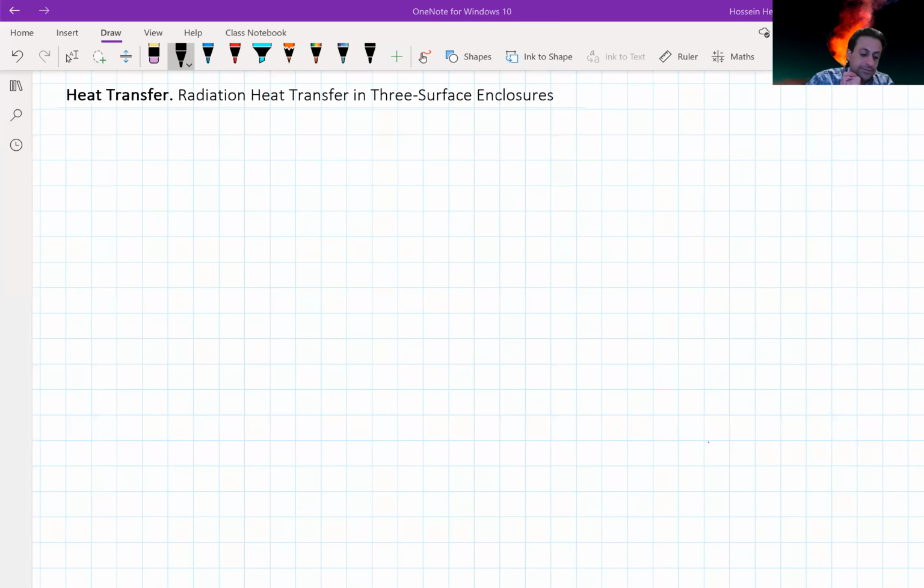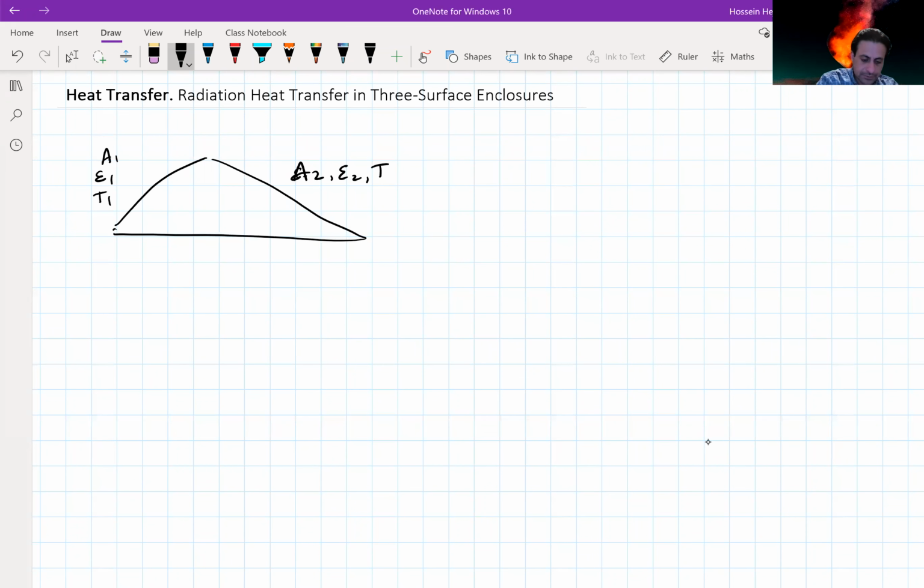Let's see how we deal with the radiation heat transfer when there are more than two surfaces. Let's say we have an enclosure with three surfaces here. Surface 1, A1, with the emissivity of epsilon 1, T1, A2, epsilon 2, T2, and this is surface 3, A3, epsilon 3, and T3. And let's say this enclosure consists of all these three surfaces.